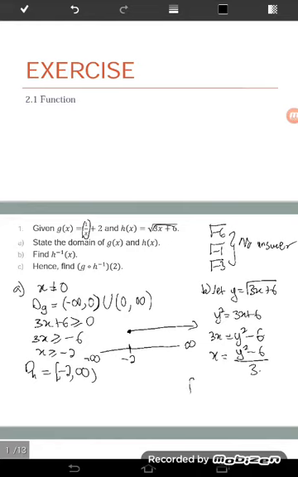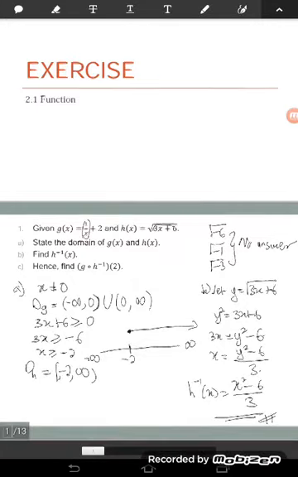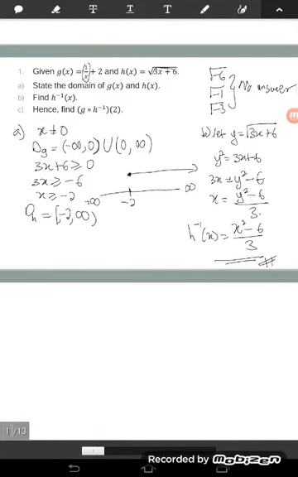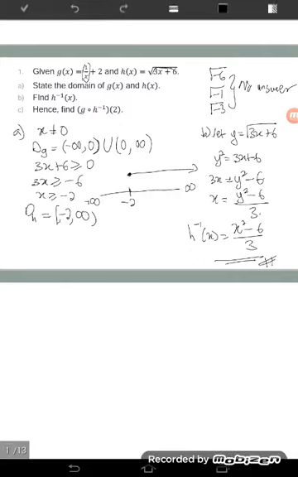Then h inverse, the inverse function of h, is equal to x squared minus 6 divided by 3. Okay, so next C, hence find the composite function of g and h inverse when x is equal to 2.